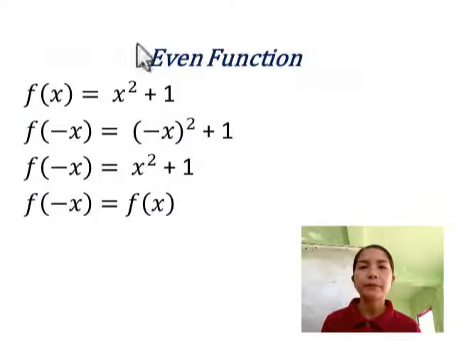As an example of an even function, we have here f of x is equal to x squared plus 1. Just substitute the value of x with negative x. It becomes f of negative x is equal to negative x raised to the power of 2 plus 1. Negative x raised to the power of 2 becomes x squared plus 1 because negative times negative is positive. So that's why it becomes positive x squared. The algebraic interpretation here is that f of negative x is equal to f of x. So positive siya. So that is an even function.